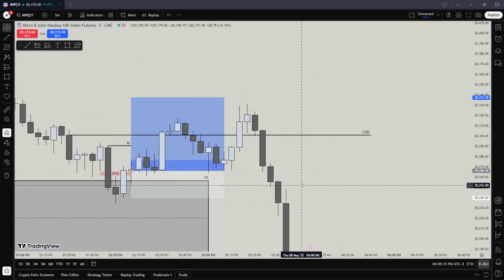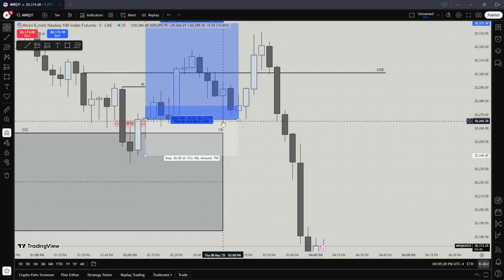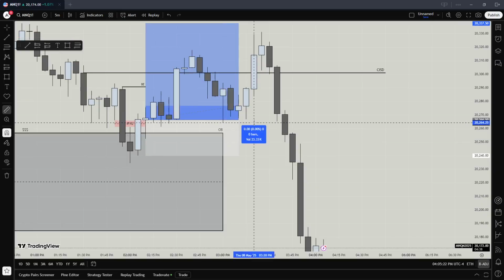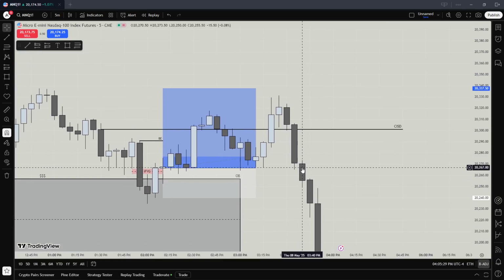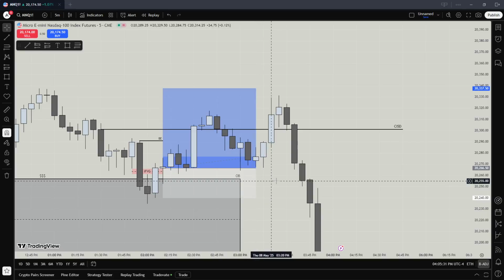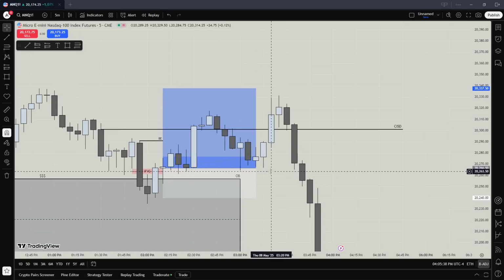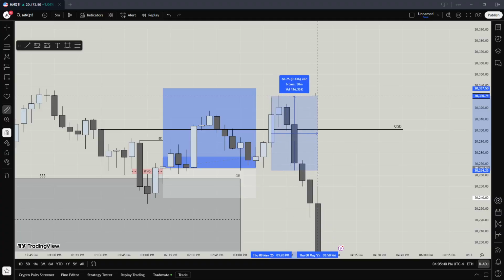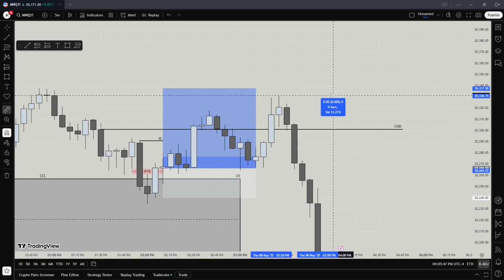But what really made me mad was we come down and wick me out on this candle at 3 o'clock. We wick me out by 9 ticks, takes me out, right? 9 ticks. What do? Immediately after taking me out, we never touch my stop again, ever, not even with a wick. We move up 267 ticks. Fly up after stopping me out, soar back up.